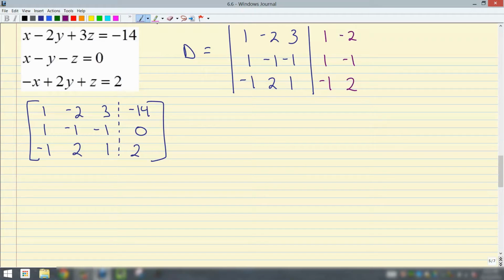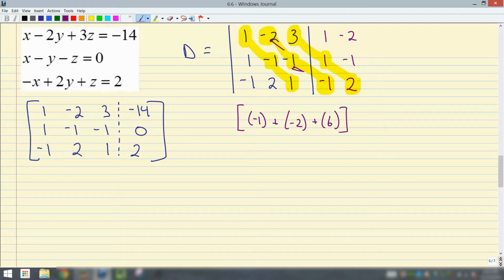And now this is what you're going to do. You're going to multiply 1 times negative 1 times 1, negative 2 times negative 1 times negative 1, 3 times 1 times 2. So 1 times negative 1 times 1 is negative 1, plus negative 2 times negative 1 times negative 1 is negative 2, and 3 times 1 times 2 is 6. Okay, so that's the first grouping of diagonals.